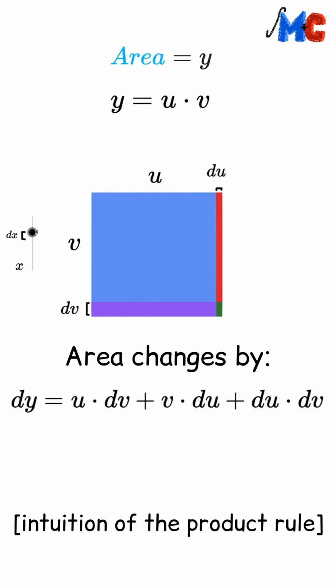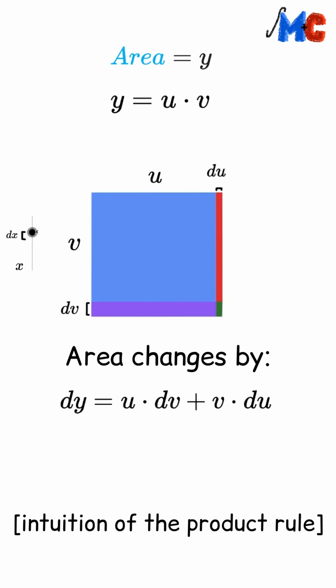Because everything here is drawn way bigger than it should be for demonstration purposes, we need to remember that these rectangles are all existing as baby slices with infinitely small widths. And as such, our little green rectangle has both an infinitely small base and height. So the area of our little green rectangle is so unbelievably small that it is actually negligible to our calculation. This means that dy is actually equal to just u times dv plus v times du.